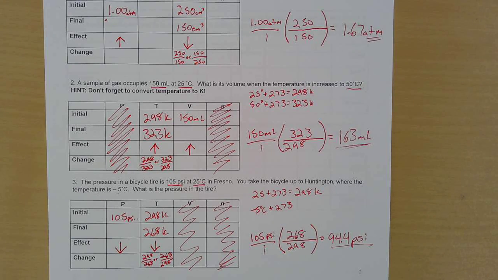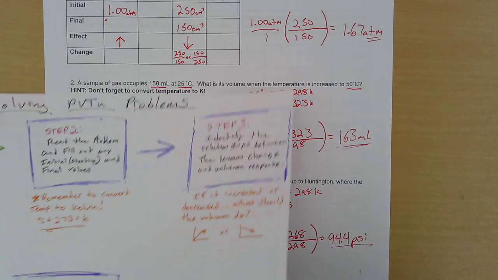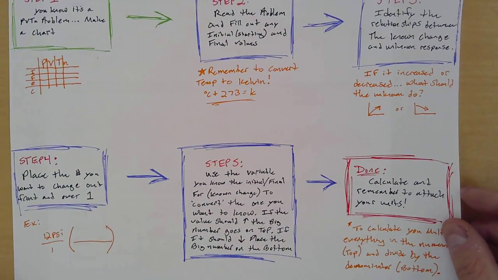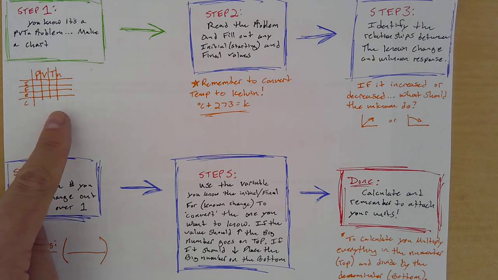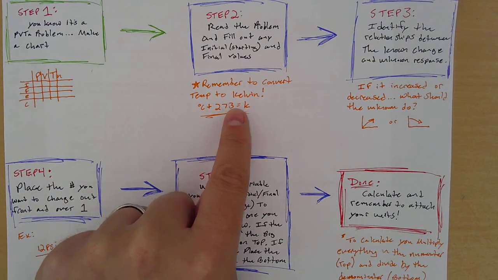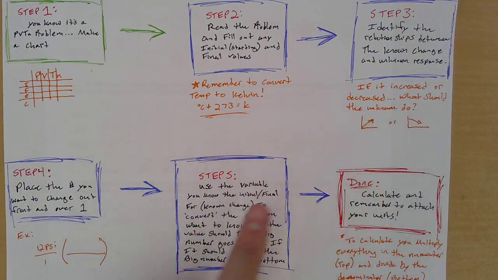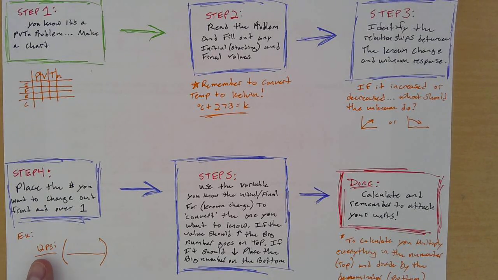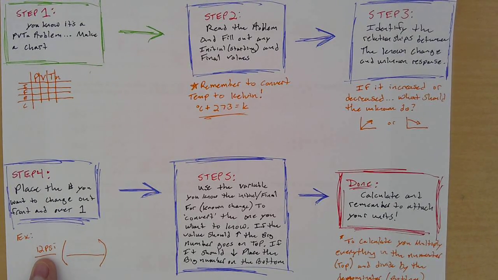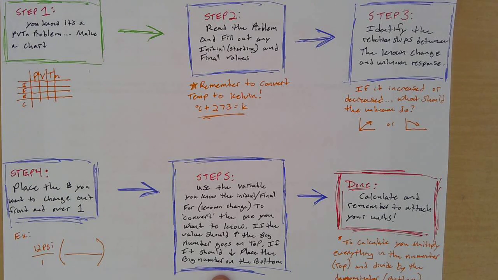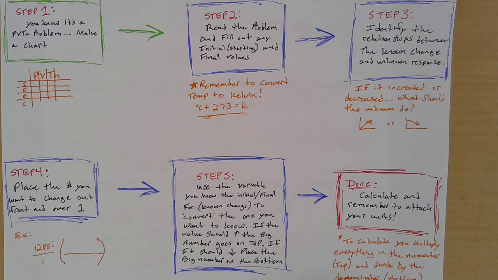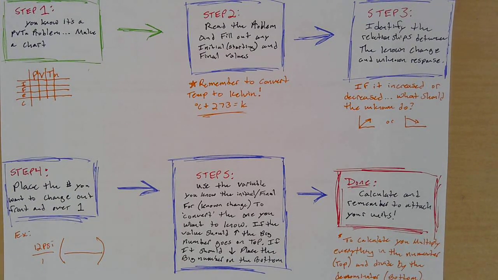All right, so these are the examples. If you have any questions, please don't forget to ask in class. But really what it comes down to is taking a step-by-step approach. Put the things on your chart, read the problem, identify the relationships, put what you want to change out front over 1, use that relationship, decide should it go up or down, and then calculate. So the numerator gets multiplied and the denominator gets divided at the bottom.